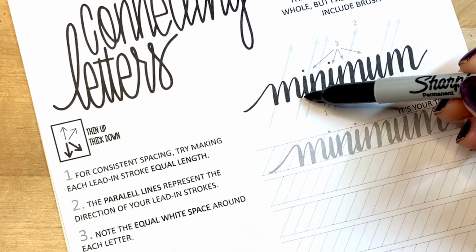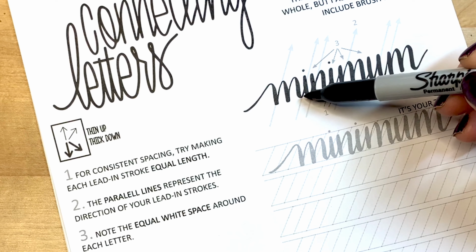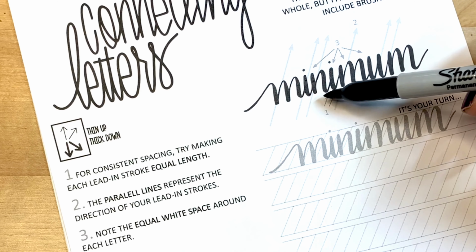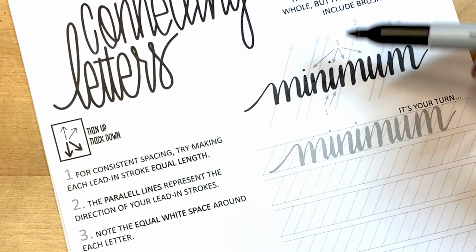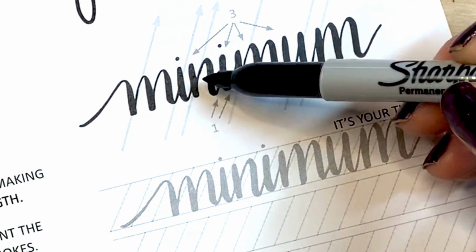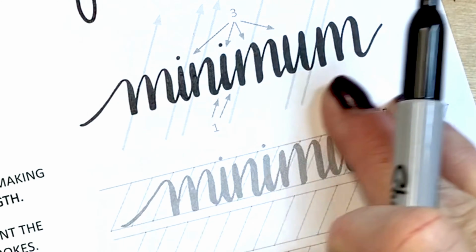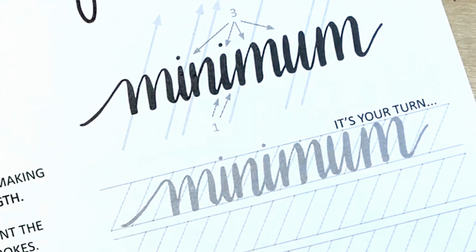This M has an exit stroke, but that exit stroke is actually the entrance stroke or the lead-in stroke to this I. And you'll also notice that my M and my N, they're also parallel with the exit stroke. That gives a clean, crisp spacing between all of them, and it's extremely even.